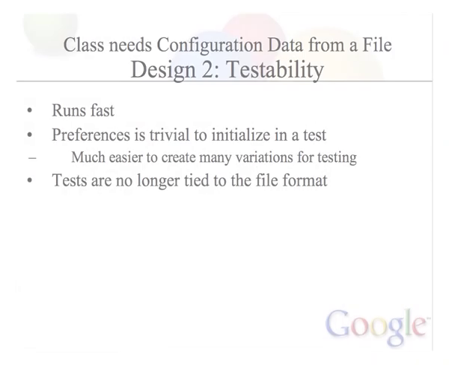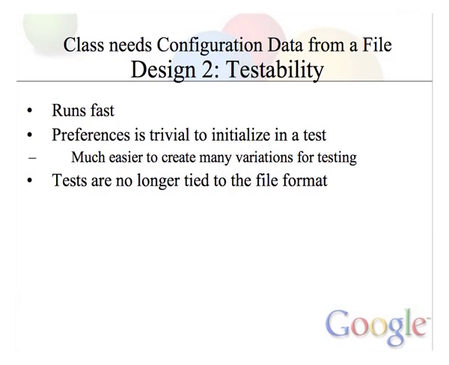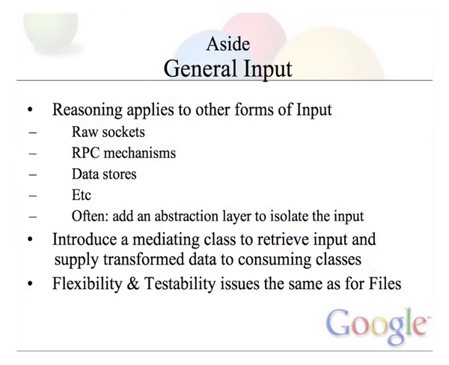And now with our new design where we don't have to go to the file system, our tests are going to run a lot faster. It's much easier to construct a preferences object and create different variations for testing in memory. And also, our tests are no longer tied to that file format. So if the file format changes, our tests don't actually have to change. As an aside, this is true for general kinds of input. The same reasoning applies for files as for raw sockets and RPC mechanisms, et cetera.